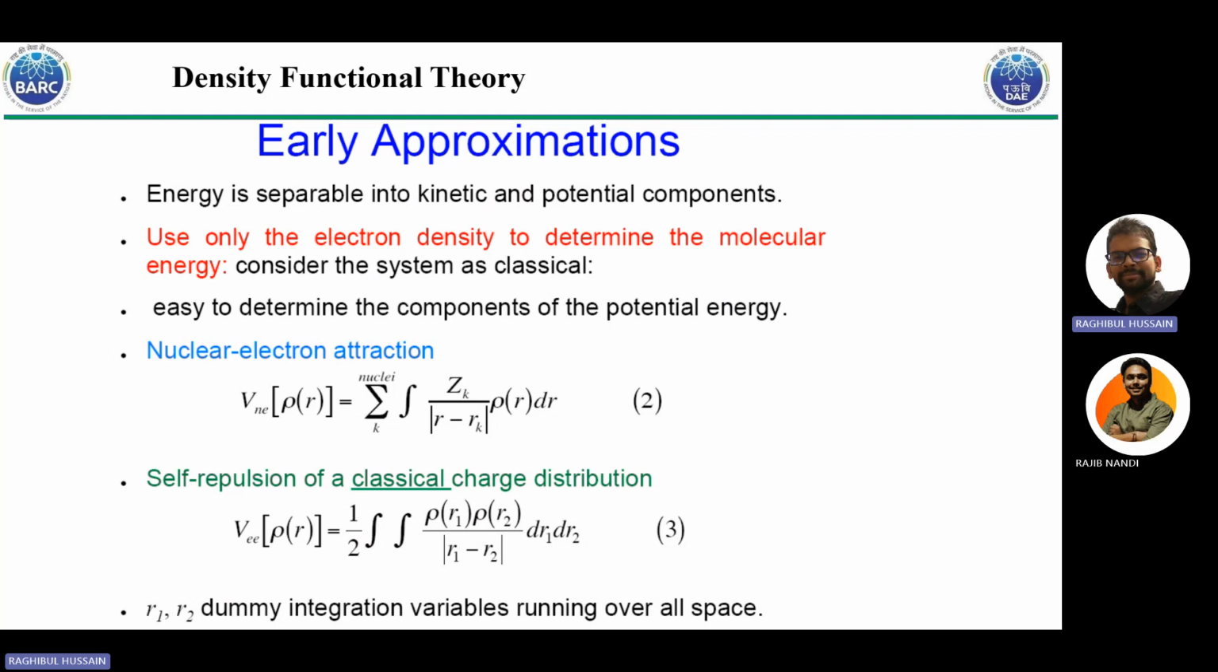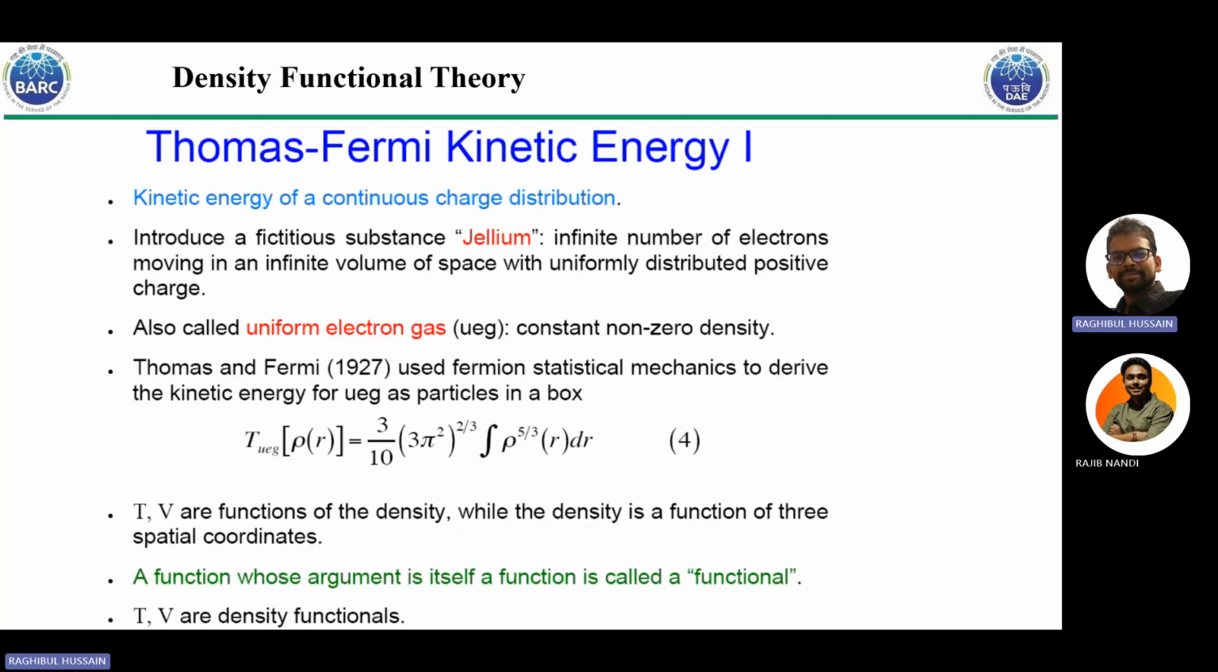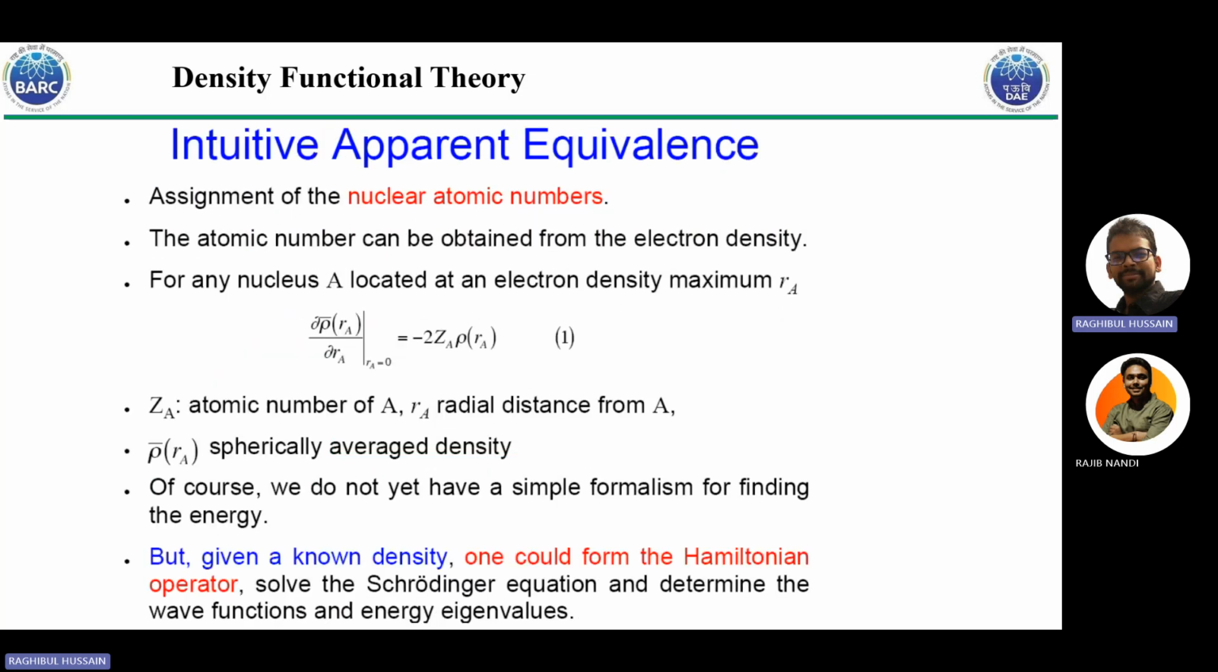So now I have replaced the nuclear-electron attraction by density. I have replaced the electron-electron repulsion by density. The orbitals are of different shape and size. In the previous slide it was like this. It is an approximation. Still, we are not there. All of this is going through an approximation.